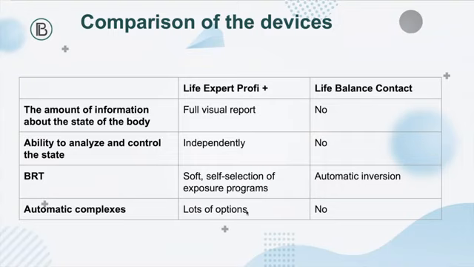What does it mean? It means that with Life Expert Profi, we can download automatic complexes to Life Balance Contact, to Life Balance 2.1, to Life Beauty. It also has the option to use automatic complexes. And we also have psychosomatic complexes, etc. But Life Balance Contact is not able to create any automatic complex. To have an automatic complex, we need to have Life Expert Profi. So we can use it with Life Balance Contact, but it's not creating automatic complexes the same way as the Profi device.